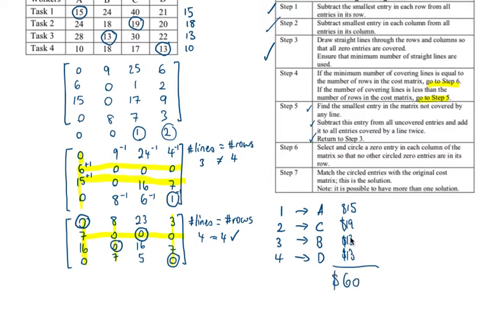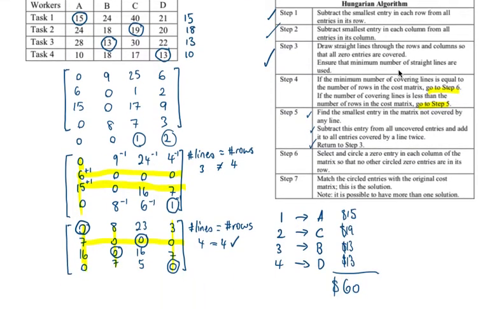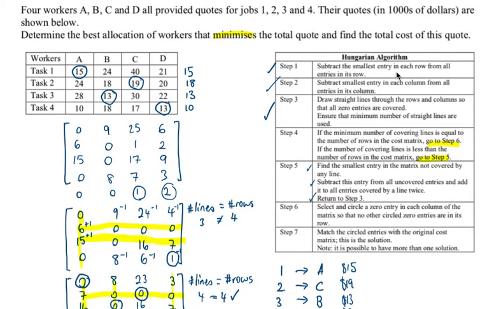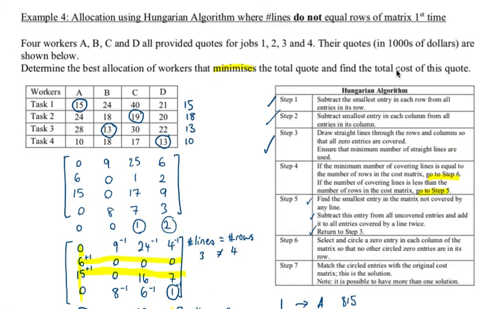And let's just go back to the context of the question. We get 60 what? Well, it said their quotes were in thousands of dollars. So we just add another 3 zeros to it. And so this is the total. The total quotes were $60,000 to minimize the total quote for this job. And that is our video there for using the Hungarian algorithm when we're minimizing when the number of lines does not equal the number of rows in the matrix the first time.